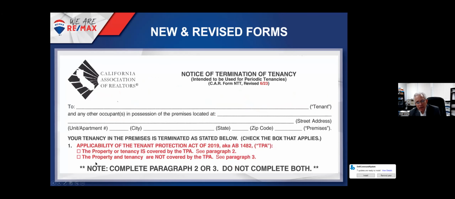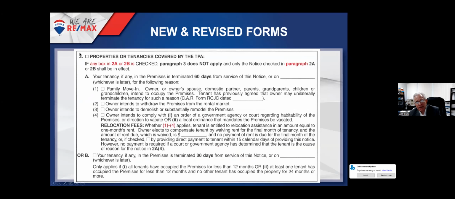Okay, so basically the thing is, it makes it real clear whether the property is covered by TPA, the Tenant Protection Act, the famous AB 1482, the one many of you are familiar with. Certain properties are covered by TPA, other properties are not. That's one of the first things I ask you, is a few questions about the ownership of the property as to whether TPA comes into effect or not. And if it's affected by TPA, then paragraph 2 is checked, and you have to follow the guidelines in paragraph 2.